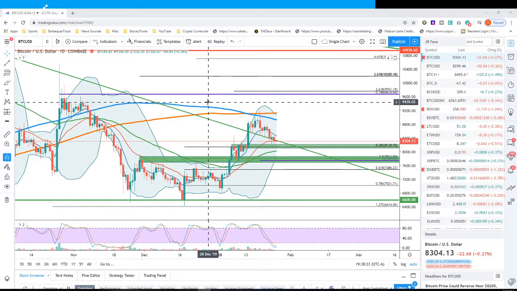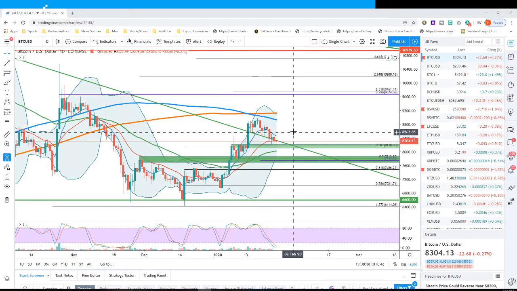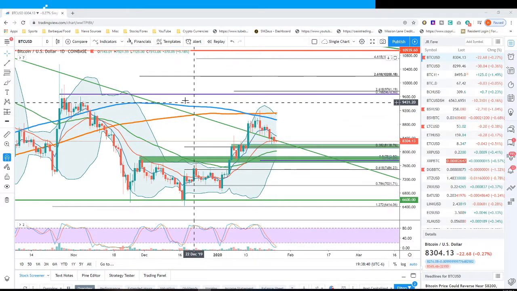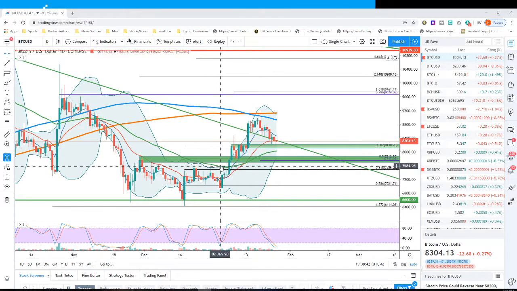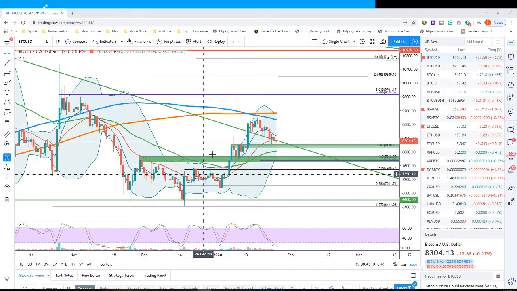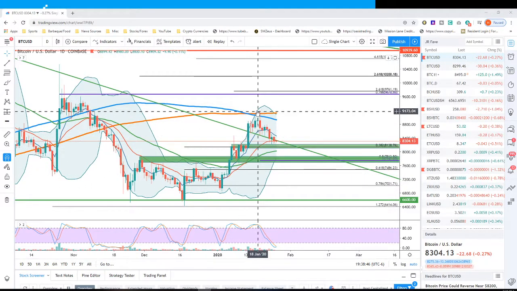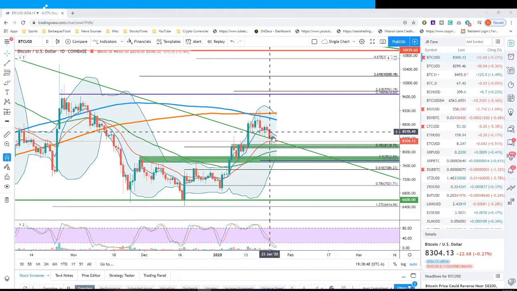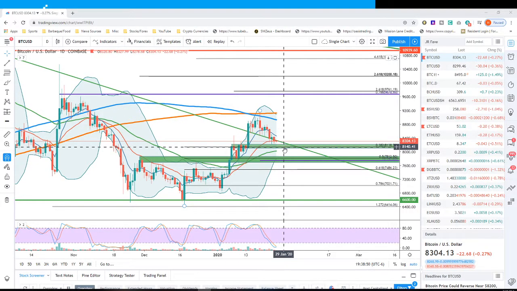Okay, so I'm going to go over Bitcoin real quick. This is the daily chart on the Coinbase exchange. Basically, what we're doing is we had an up move here, inverse head and shoulders, top, retracing back a little bit, and now we're back into support.